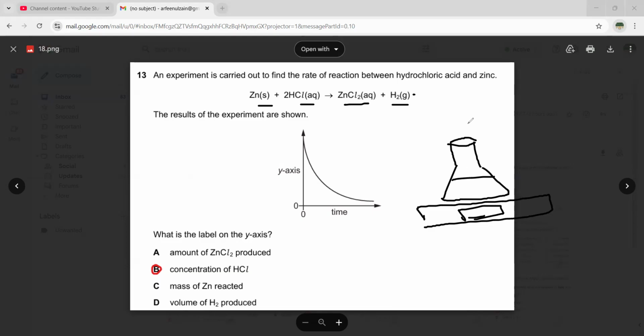So if we allow the gas to escape, then what will happen? The mass will decrease. That is one possibility. So it can be the total mass of the content in the flask against time. This should be the total mass of the content, which includes the hydrochloric acid and the zinc. In the beginning, we'll have a greater mass, but as the reaction proceeds, the mass will decrease and eventually the reaction stops, so there will be no change in mass.